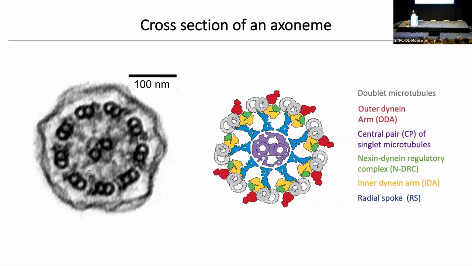Attached to each of the doublet microtubules are axonemal dyneins. These are ATP-powered molecular motors that generate the ciliary motility. And they come in 2 flavors, outer dynein arms shown in red and inner dynein arms in yellow. Bound amongst these axonemal dyneins are a bunch of mechanoregulatory complexes, including the very distinctive radial spoke complex in blue.